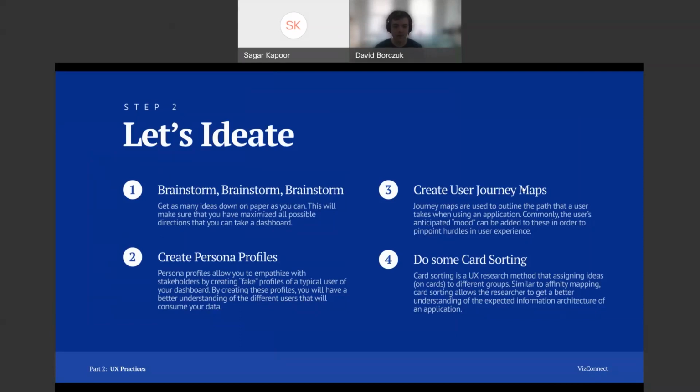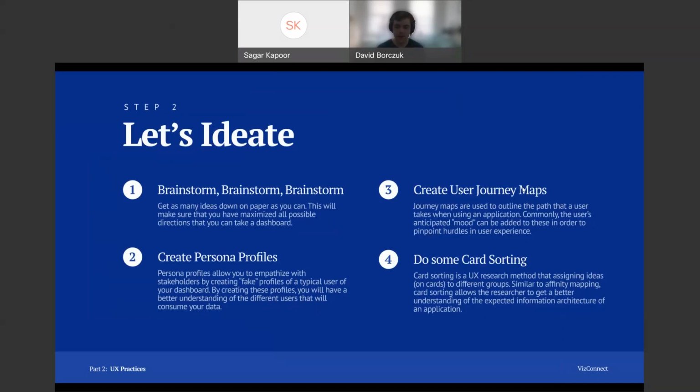The second one that's really important is creating persona profiles. And this is basically fake user profiles that anticipate the average user or average users of your dashboard. And you want to make it as specific as possible in order to really cater towards the user that you're trying to appease or you're trying to build a dashboard for or a product for. And I'll give an example later.